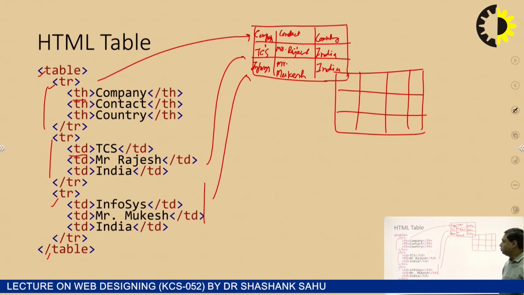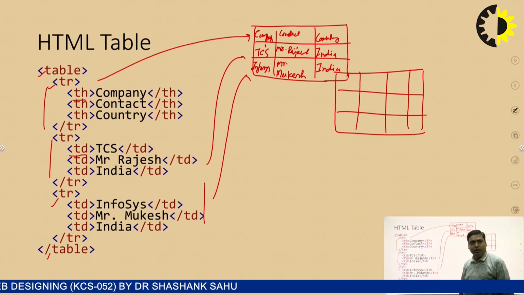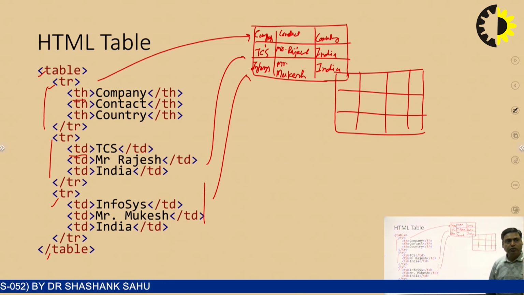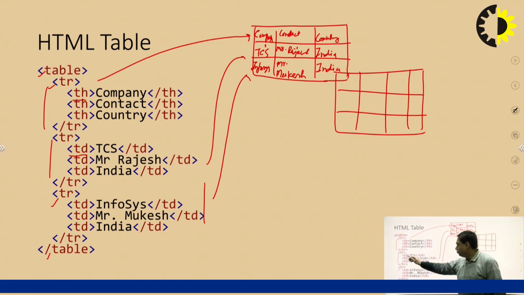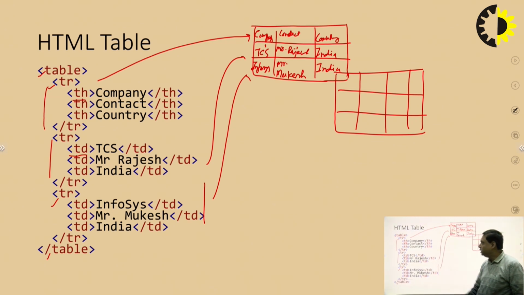For each row, you need to use the TR tag. Then within one row, you decide how many columns you are going to create. For each column, you need to create a TD, that is, one cell will be created. If there are 3 TD in one row, then 3 columns will be created. Now a special tag, that is TH, is used to display a header of the table.